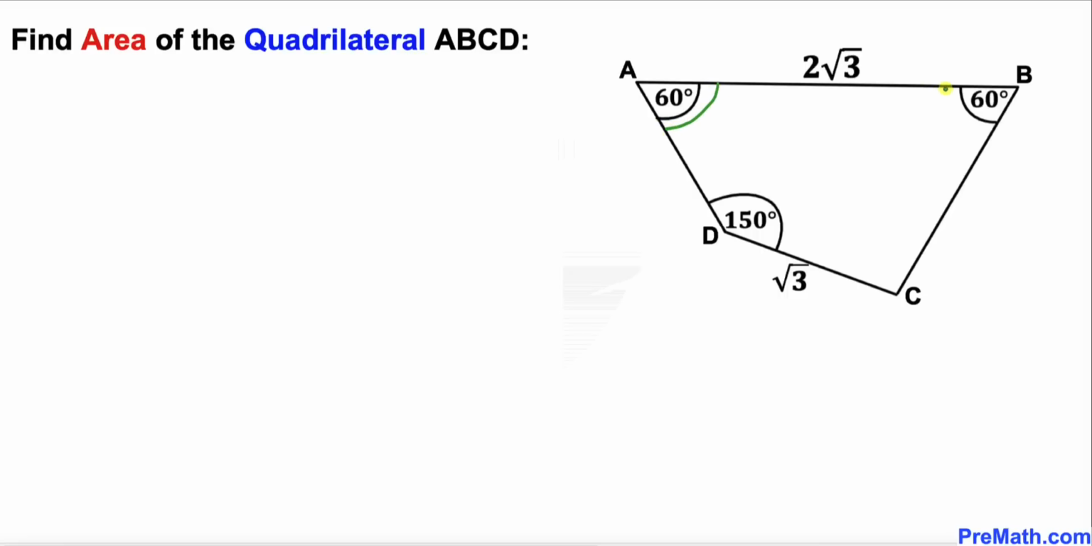We have got this quadrilateral ABCD such that angle A is 60 degrees, angle B is 60 degrees as well, and angle D is 150 degrees. Moreover, side length AB is 2 times square root of 3, and side length CD is square root of 3. Now we are going to find the area of this quadrilateral ABCD.